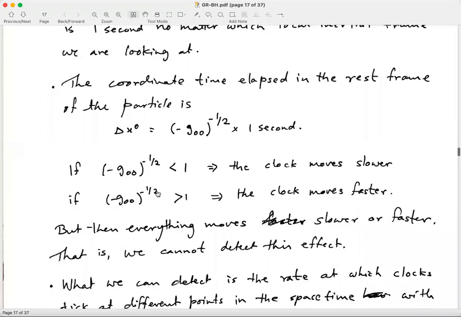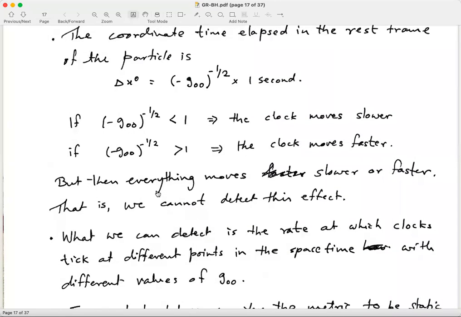But the point is that this information is not sufficient, or is not measurable, because if the clock is moving slower, then everything is going to move slower. If the clock is moving faster, then everything is going to move faster. So there is no way of detecting this kind of effect. The kind of effect that we can detect is to ask what happens to the clock at one location versus what happens to the clock at some other location.